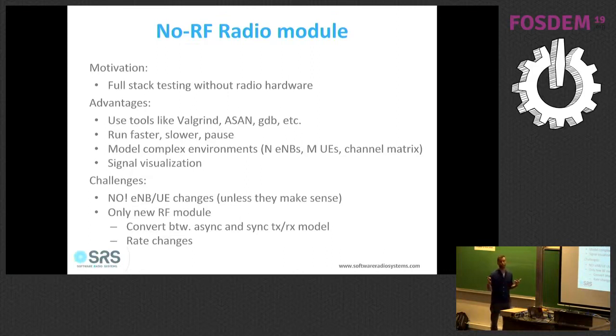To run the code faster, so to simulate, I don't know, an hour of network traffic in half an hour. To run it slower and also to pause code, as well as to model radio channels, for instance. So have a set of eNBs, a set of UEs, and have a channel matrix between all those eNBs and UEs. And also to plot signals and visualize them.